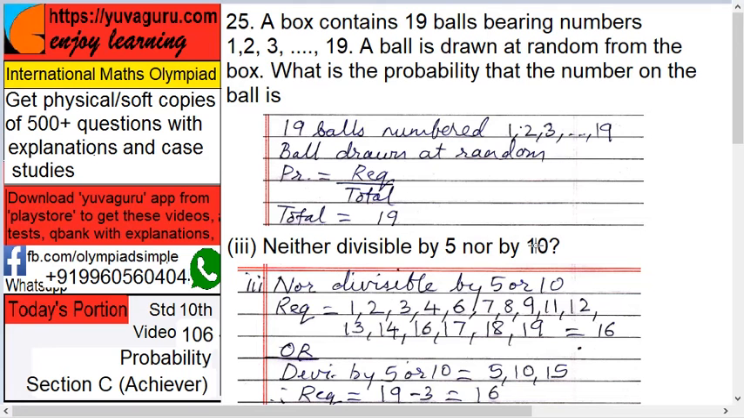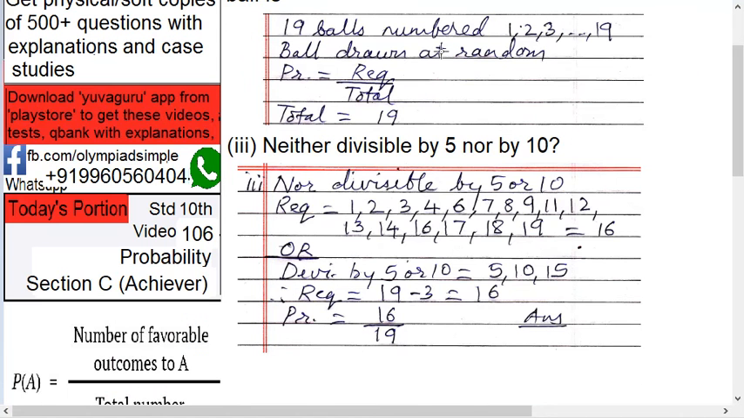Next is, it should be neither divisible by 5 nor by 10. So total numbers are 19. Nor divisible by 5 or 10 means what? What can the numbers be then? It can be 1, 2, 3, 4, not 5, 6, 7, 8, 9, not 10, 11, 12, 13, 14, not 15, 16, 17, 18, 19, right? These are the numbers possible. So how many outcomes are there? 16.